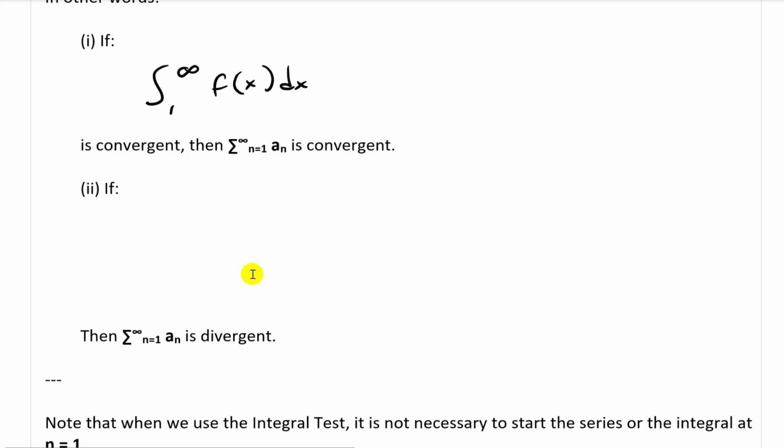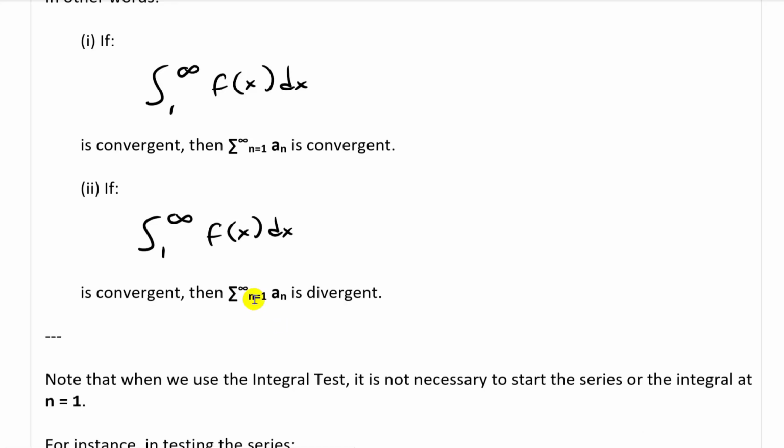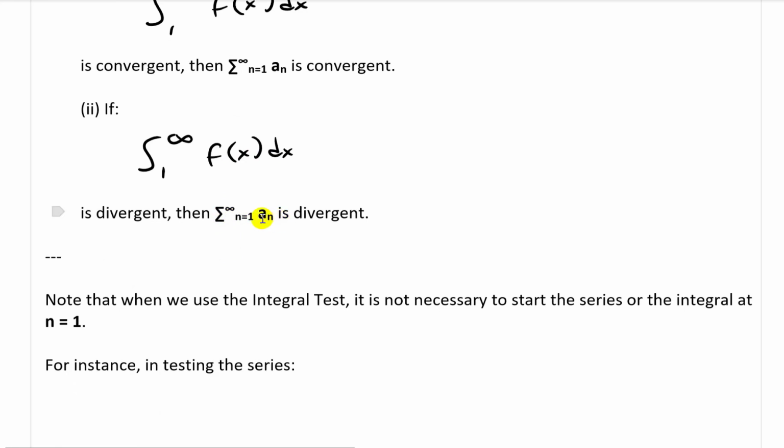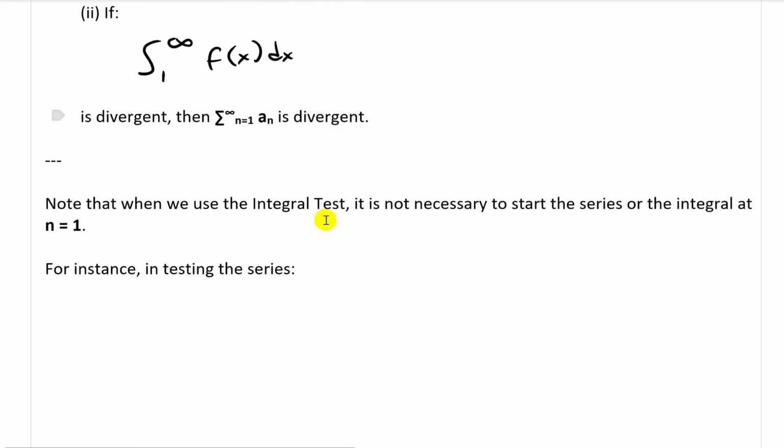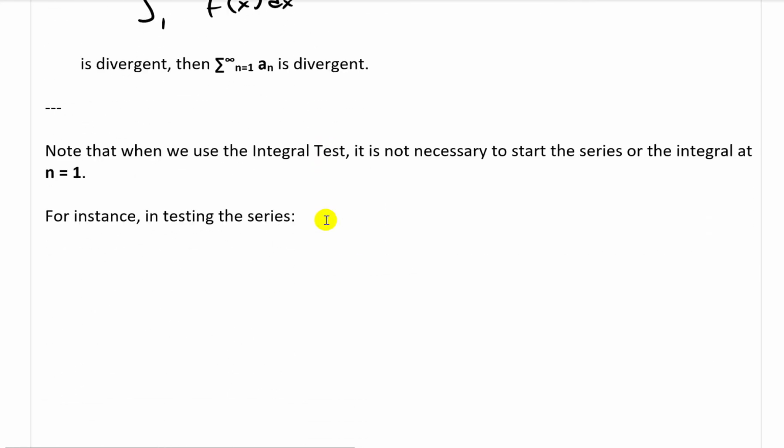But if this isn't convergent, I'll write this down again for completeness: if the integral from 1 to infinity of f of x dx is divergent, that is, the area underneath the function is divergent, then the series from n equals 1 to infinity of a_n is divergent. So yes, exactly as those two examples I did above.